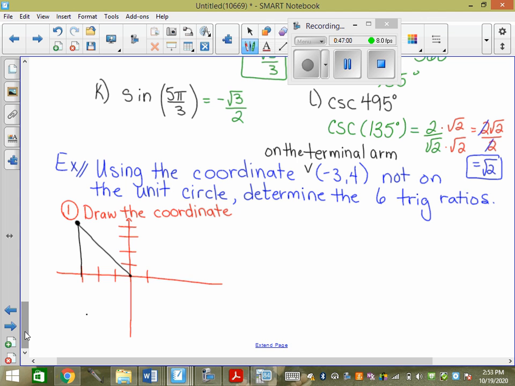Now I can measure this. This down here is the length of negative 3. This here is 4.